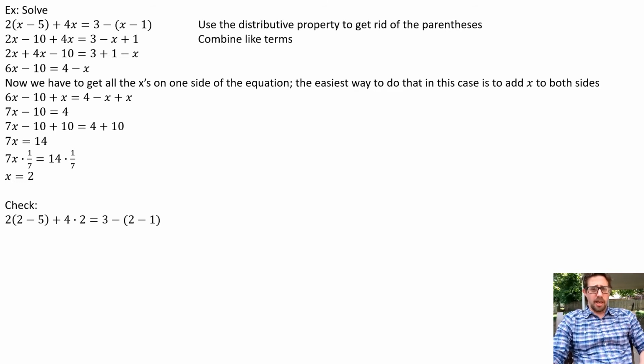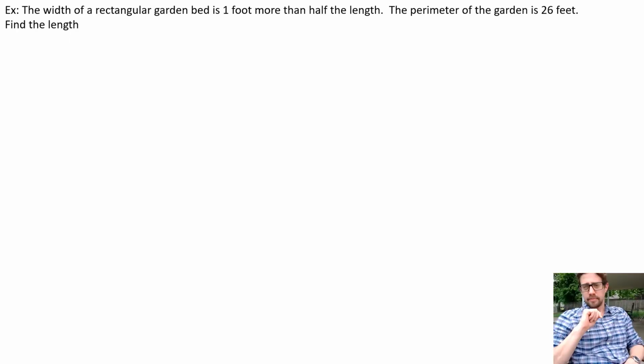Go ahead and check it. Just go all the way back to the beginning. It's important when you check these that you go all the way back to the original equation that I gave you. So it'd be 2 times 2 minus 5 plus 4 times 2 equals 3 minus 2 minus 1. It's a mouthful. But now you're sticking in 2 in multiple places, right? Because there's multiple x's in the original thing. So go ahead and just do that. Maybe you can do it in your head, do it on paper. Again, it just makes you feel good that you know your answer's right.